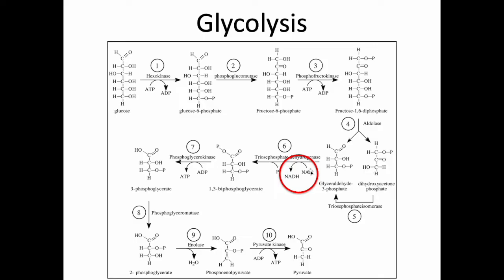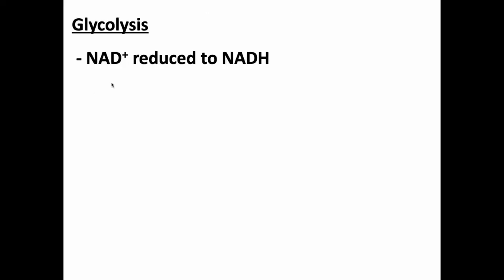So NAD, remember, is the empty form of this electron carrier. NADH is the fully loaded high energy reduced form of this electron carrier. So we're oxidizing these intermediates and we are reducing NAD to NADH. So NAD plus reduced to NADH. This happens as part of glycolysis.